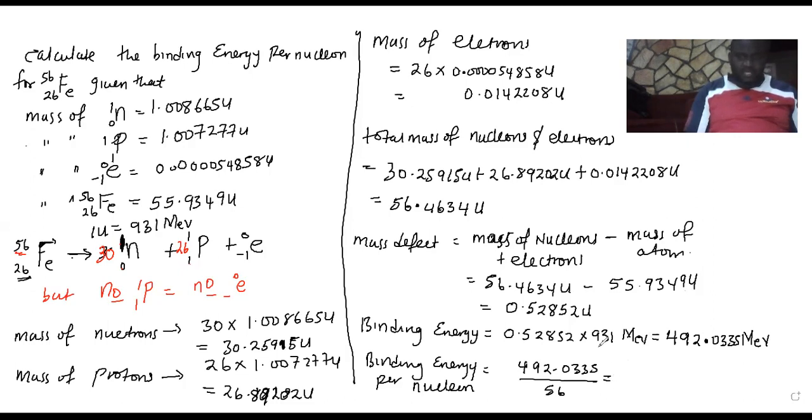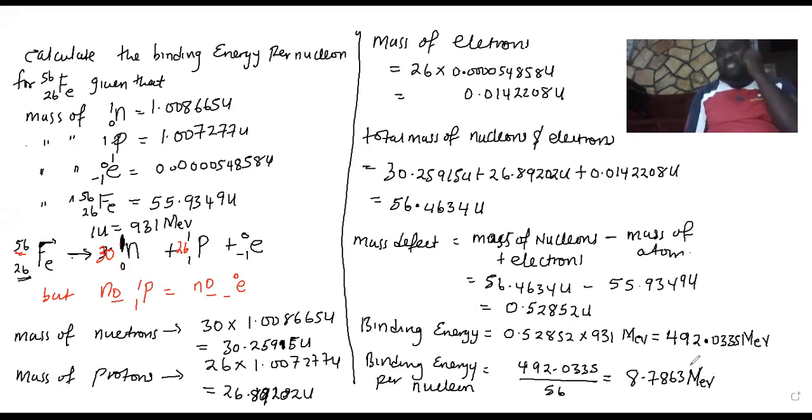Guys, no one has pressed the calculator. When you get 8.7863 mega electron volts. Now remember, if they tell you to leave your answer in mega electron volts, you stop there.